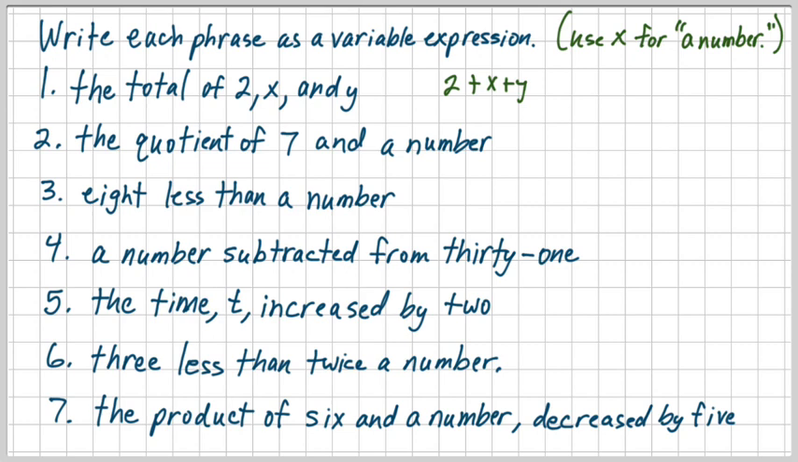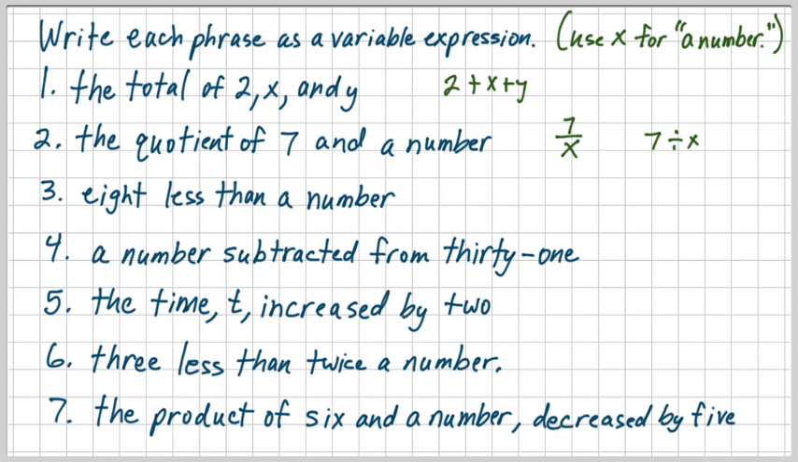On number 2, the quotient of 7 and a number. Now with quotient, this is division. We got to make sure the order is correct. The first number is going to be in the numerator, and the second number is going to be in the denominator. So that's the quotient of 7 and x, or 7 and a number. We could have also written this as 7 divided by x. We tend to use fractions when we write division in algebra, which is where we're headed.